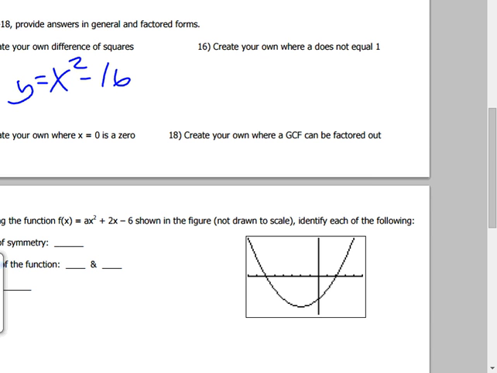And then create yours where a does not equal 1. The a is the number in the front. Right now I have a little mini 1 times x squared there. But make that so it's still a difference of squares, but that lead number can't be a 1. You have several examples from your test, but make one of your own.